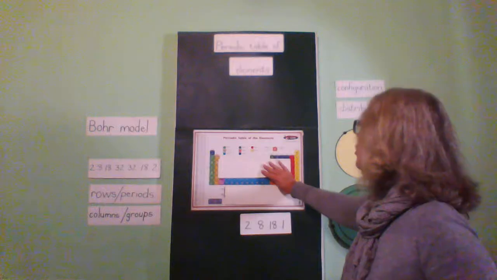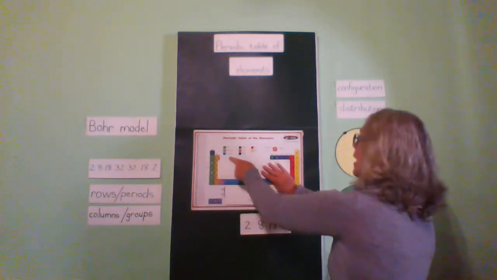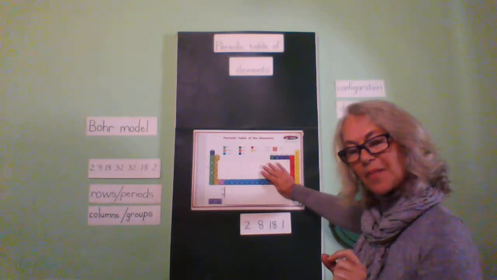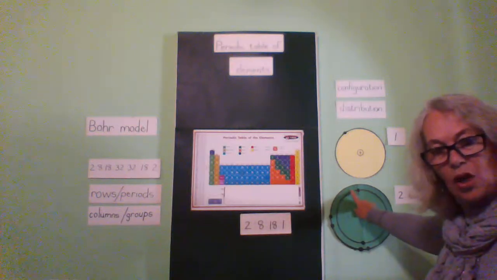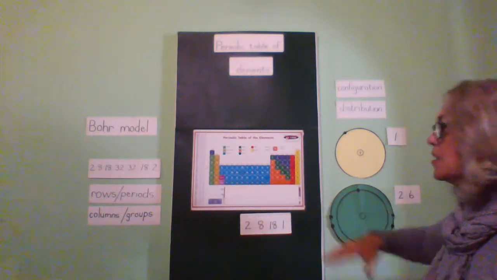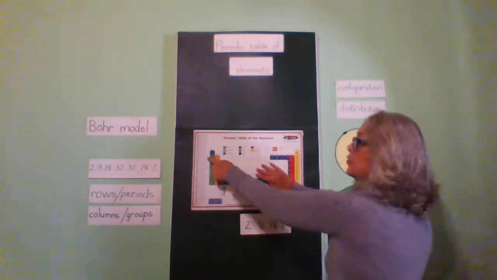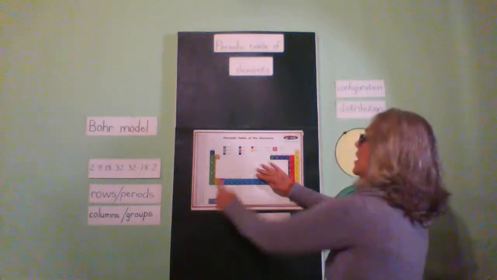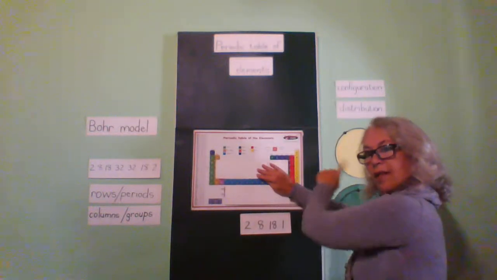level. If you look at row number 2, you can see every element in that row has 2 energy levels. Remember, we looked at oxygen, and we know that oxygen has 2 energy levels. And if we try and find oxygen, we look in row 2, because all the elements in row 2 have 2 energy levels. And if you go down the row, you will find oxygen there.